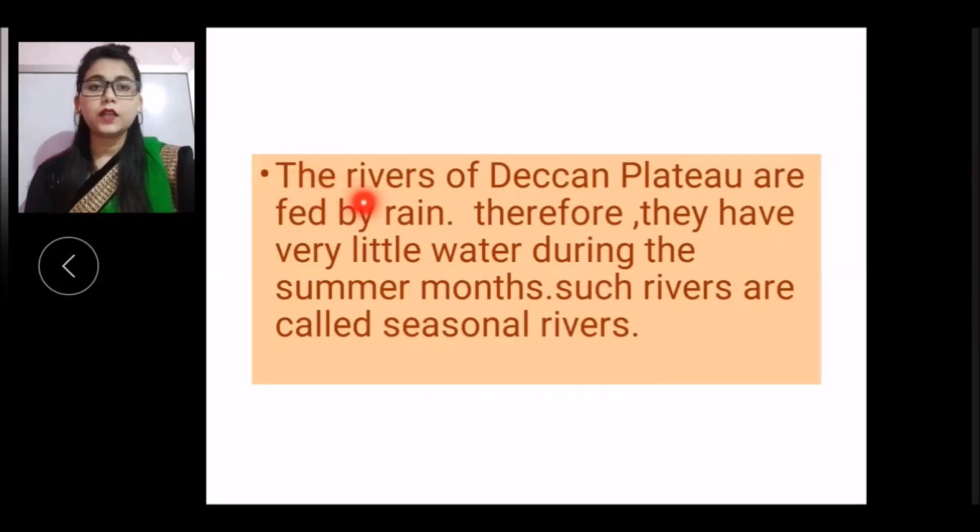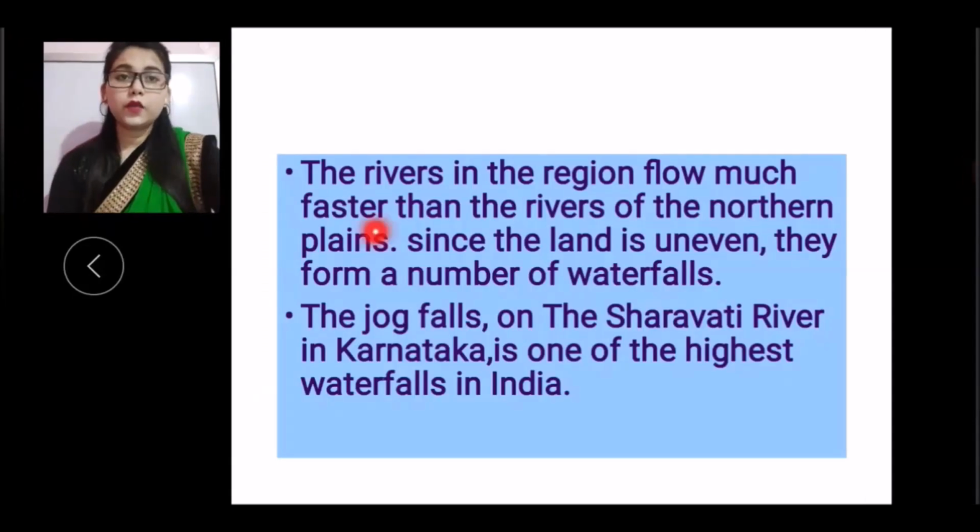Let's just read. The rivers of the Deccan Plateau are fed by rain. Therefore, they have very little water during the summer months. Such rivers are called seasonal rivers. The rivers in the region flow much faster than the rivers of the northern range. Since the land is uneven, they form a number of waterfalls. The Jog Falls on the Sharavati River in Karnataka is one of the highest waterfalls in India.